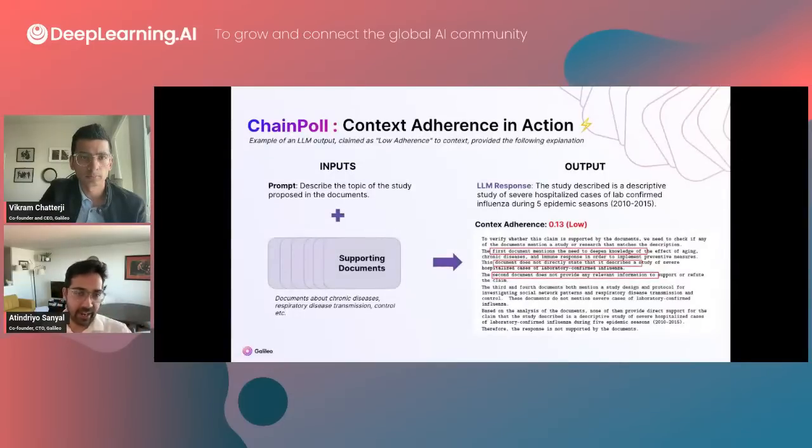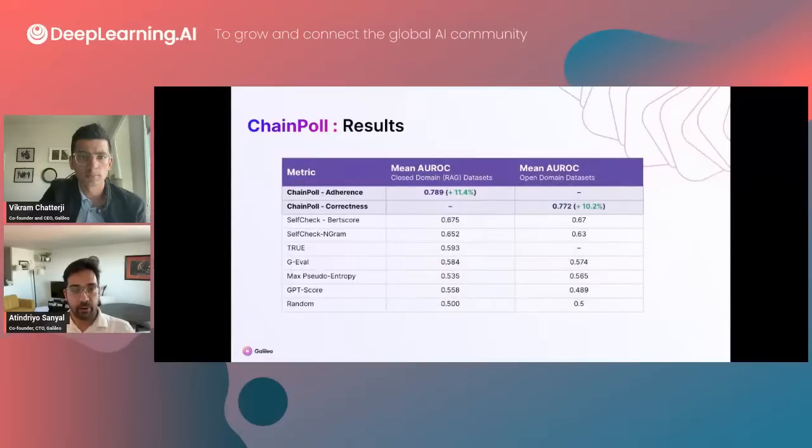Quickly shining a light on the results here: the mean ROC scores for both open and closed domain use cases. You can see that there are significant improvements in the Chainpole methodology compared to self-check and some of these other metrics used, like G-Eval, as well as using entropy and GPT score.